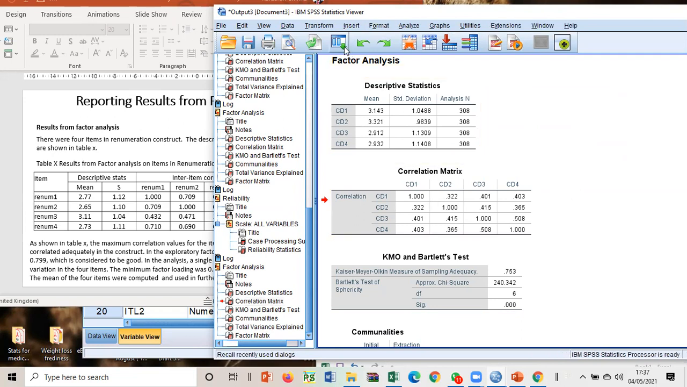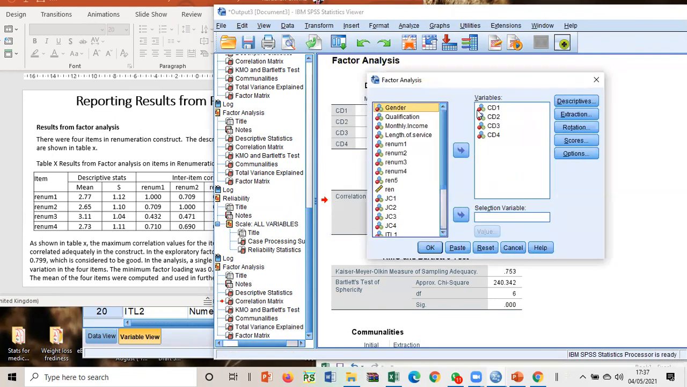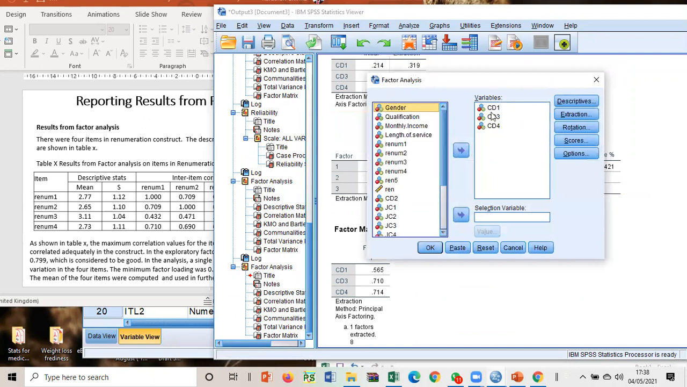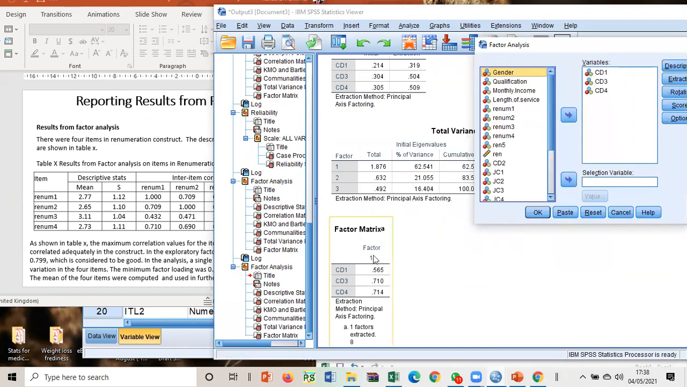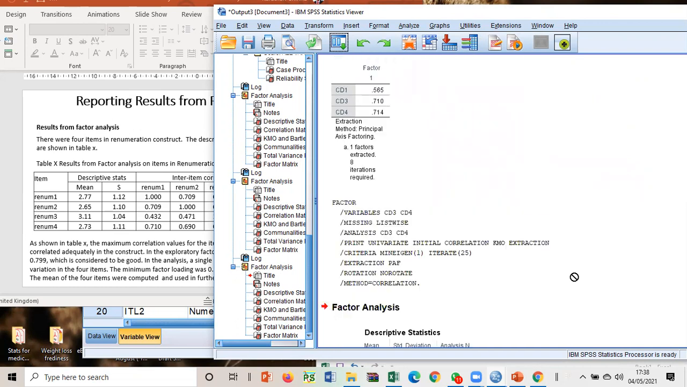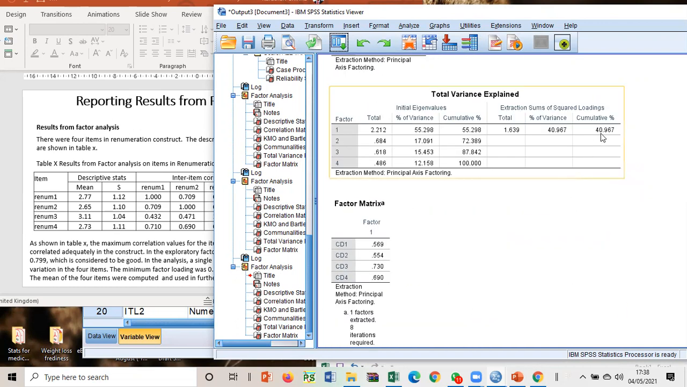Let me try without CD2 and see what happened. I drop CD2 and run. Is it improved? Slightly, yes. Let's say I still want this to be more than 0.5, 50%. Which one needs to be dropped? CD1. I drop CD1. Is it much better than just now? Yes. So our focus is that this must be at least 50%.